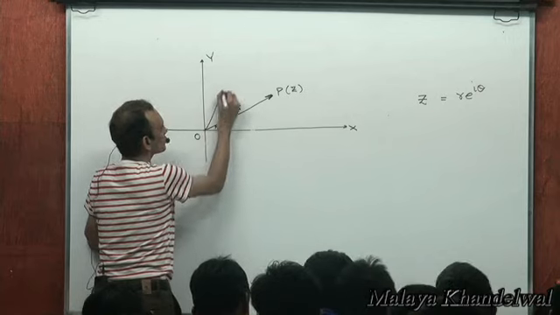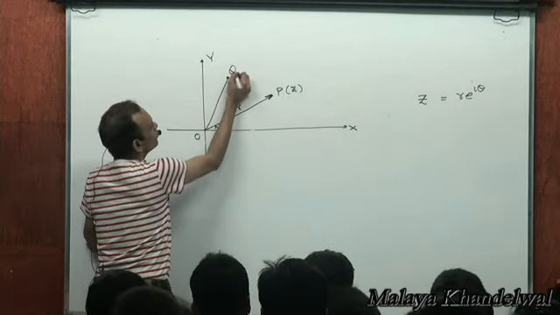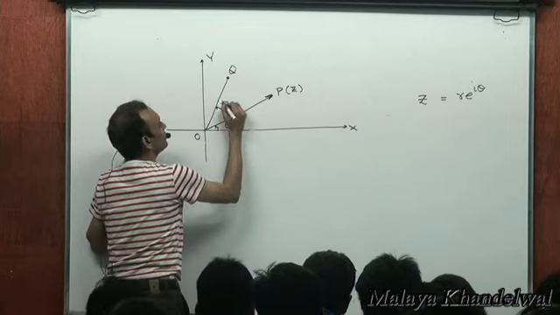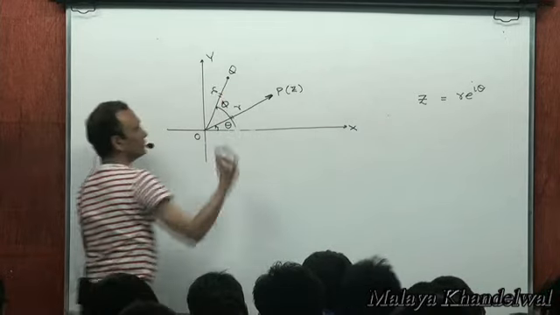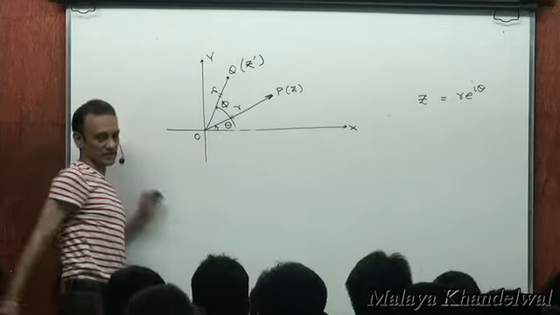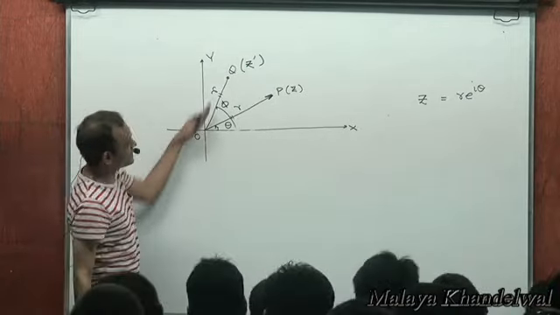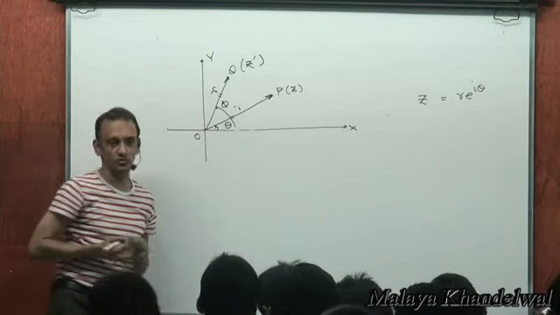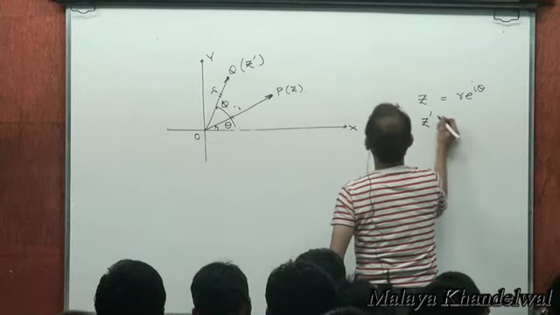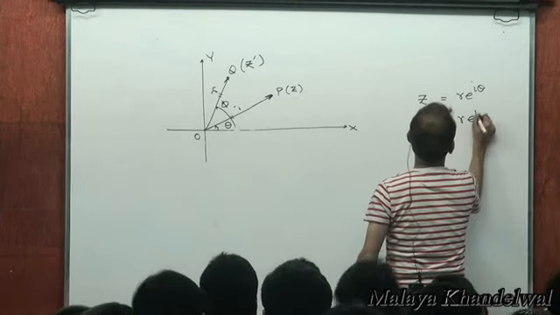Suppose I take a point Q and say this angle is phi and this is r. Let's say this represents z prime. This vector is z prime. The position vector of Q is z prime. Can I say z prime is r e power i phi?